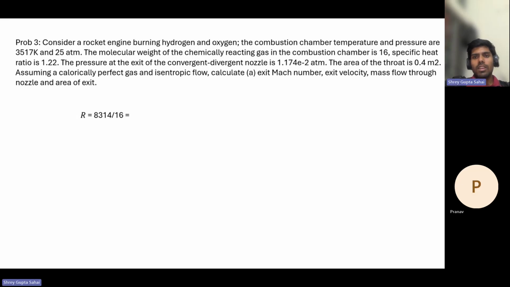What's the molecular weight of air? 28 something, right? 28.96 something. Yeah. How much is it? 28.96. Yes. Now 314 divided by 16 is how much?